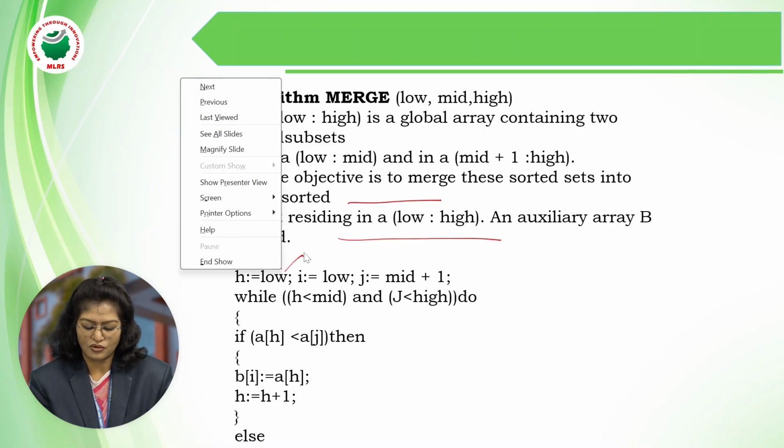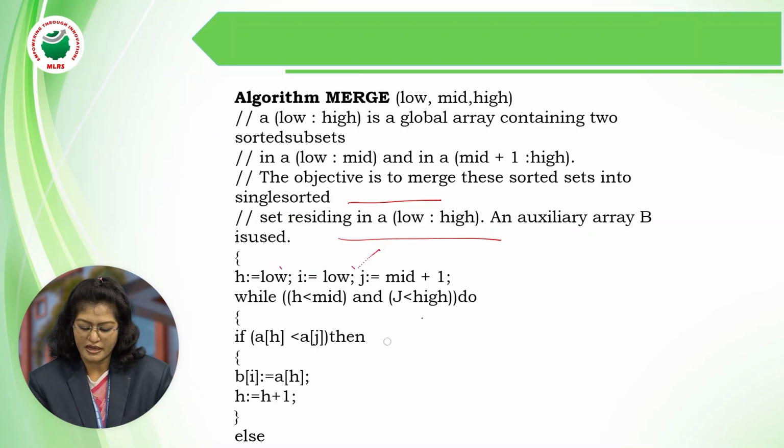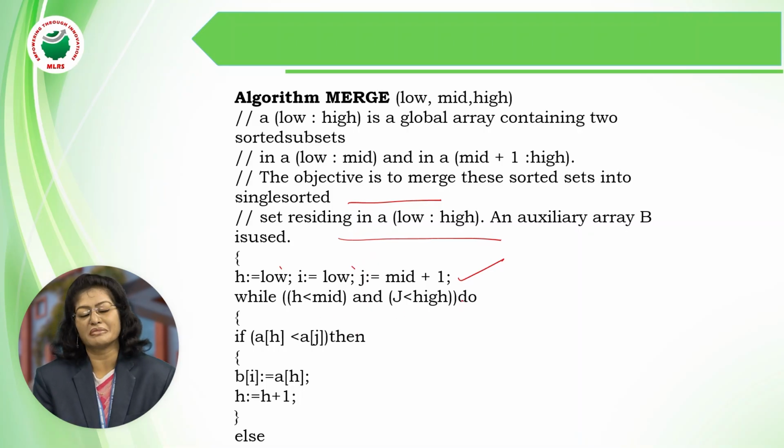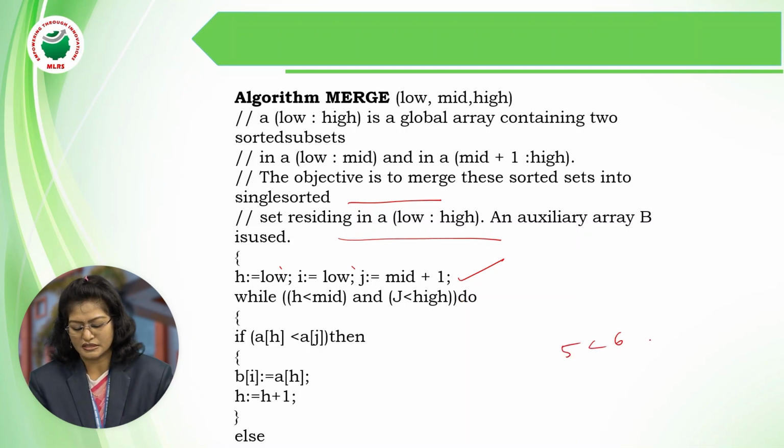So h is taken as low, i is taken as low, and j is taken as mid plus 1. While h is less than mid and j is less than high, we are comparing the elements from the first element to the second element, like 5 and 6. If it is less, it's okay, then you continue the process. Else, we need to stop the procedure. If A of h is less than A of j, then you need to consider. So we need to compare each element as I told, and if it is not in sorted order, we need to compare with each and every element.